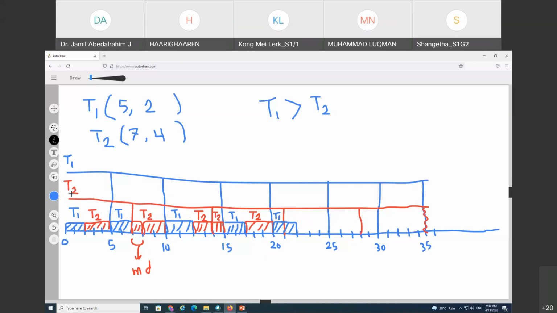Then task 2. Start, actually, not continue, because there's a new period of task 2, you see? The previous period is already done. So start with task 2. How many units? It should be 4, but how many units can we execute? 3, because task 1 will preempt task 2.